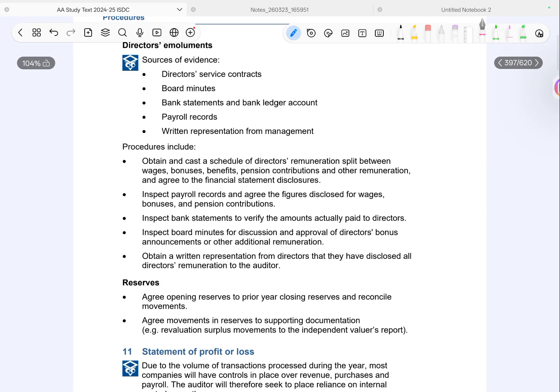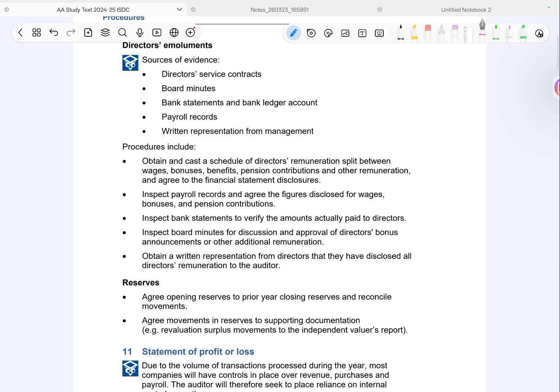Payroll records are checked to verify wages, bonuses, and pension contributions, while bank statements confirm actual payments made to directors. Board minutes are also reviewed to ensure bonuses and additional remunerations were properly authorized. Finally, written representations are obtained confirming that all directors' remuneration has been fully disclosed.